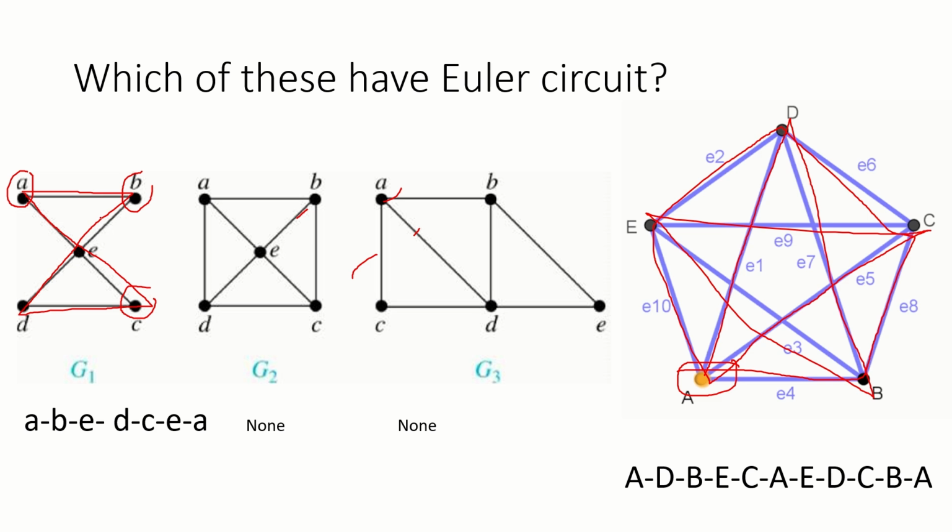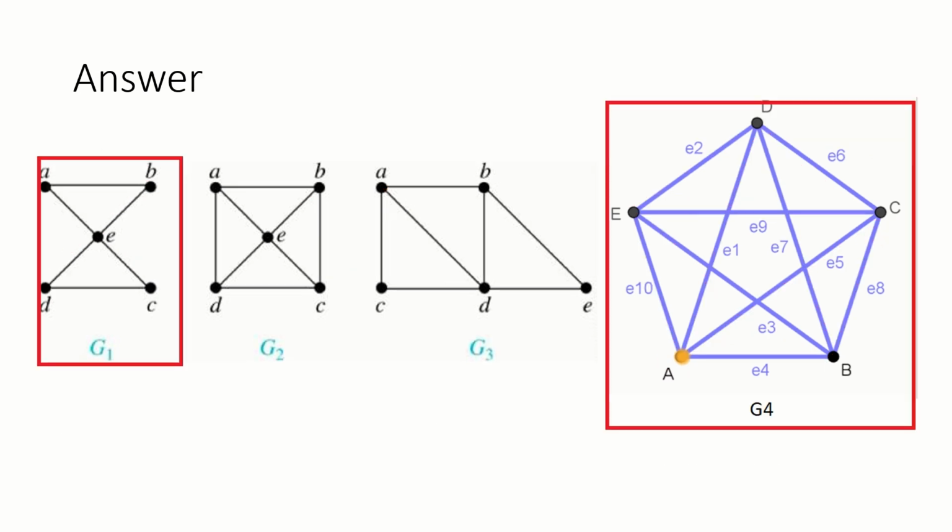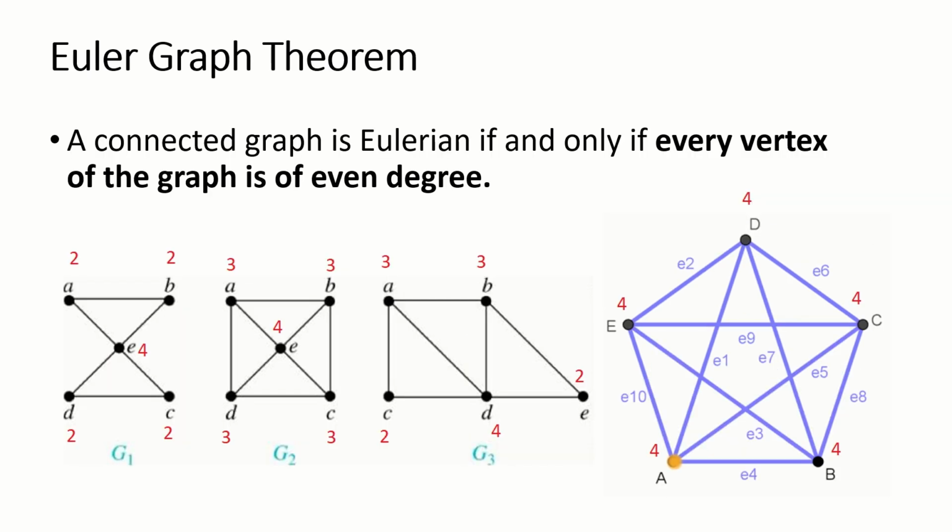So in my case, I started with A, and this one also I started with A. So in this graph number 1, you may start with B. You may start with C or D. In this case also, for this one, you may start with any vertex. Okay, so these are the Euler circuits. Only two, graph 1 and graph 4 only.